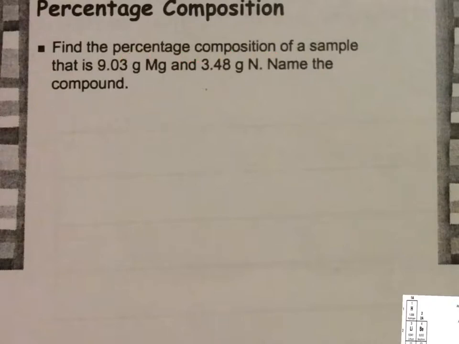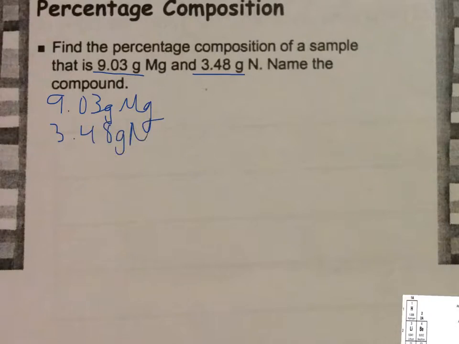We need the whole. Right now we have this part, but we don't know what the whole is. Well, if we have these two parts, and we know that they come together to make up one thing, we can just add the masses together. So just add them, and the total mass should be 12.51 grams.